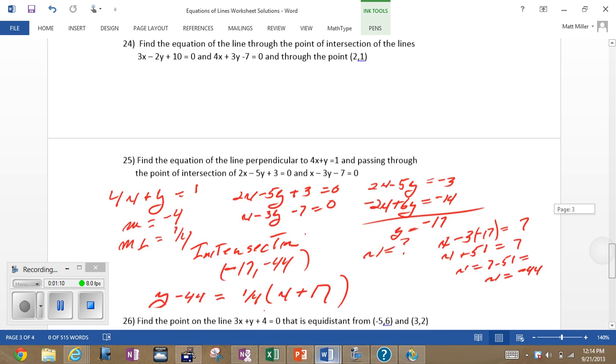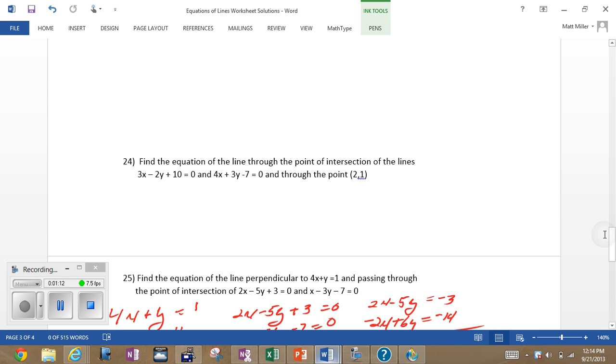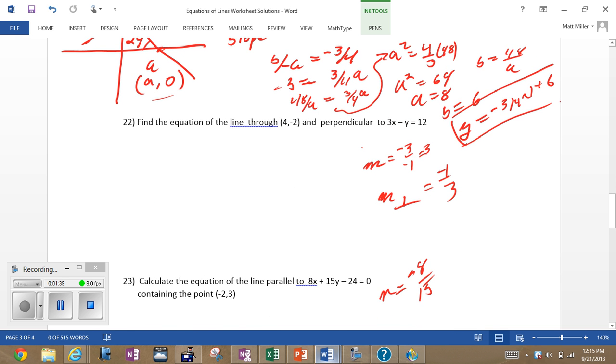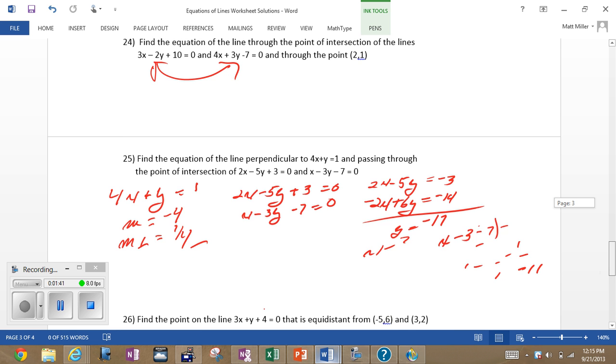24, the equation of the line through the point of intersection of the lines and through here. So this is a system of equations between these two, and that is to find the x and y coordinate of the point of intersection, and then use that point along with 2, 1 to find the equation of the line. We'll demonstrate in the next problem some of the procedures for finding points of intersection. So here we go. Let's look at this one now.